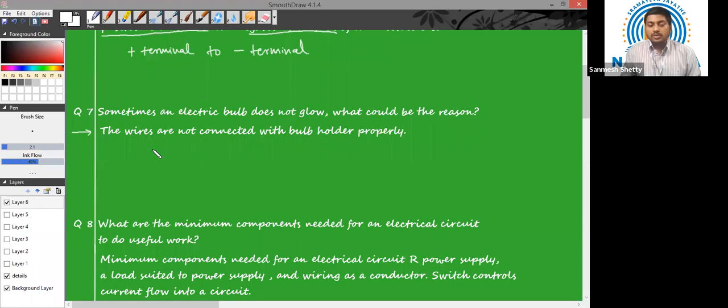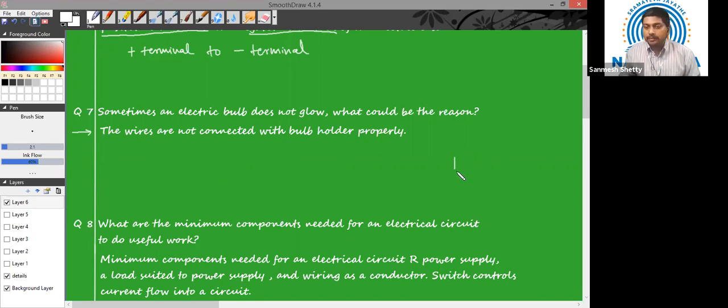Now, usually, if there is a connection problem, that means if the wires are not connected properly, then the bulb does not glow. So that is what I have written here. The wires are not connected with the bulb holder properly. So that can be one of the reasons. Another reason which I have not mentioned here, but that can also be a possibility.